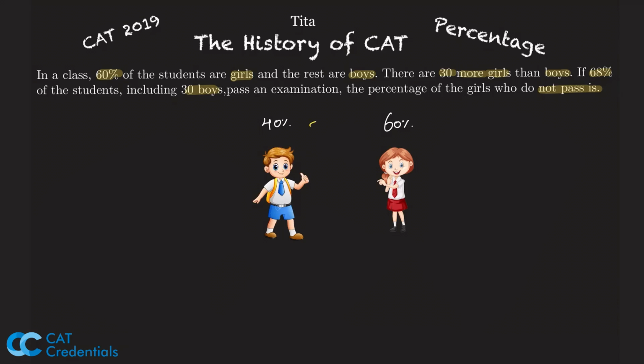There are 30 more girls than boys. So this is given in terms of what? Value. So you have 30, which is in terms of value. What is the percentage difference between girls and boys? You can check it here. The difference here is 20%. Girls are 20% more, and by value the girls are 30 more, right?